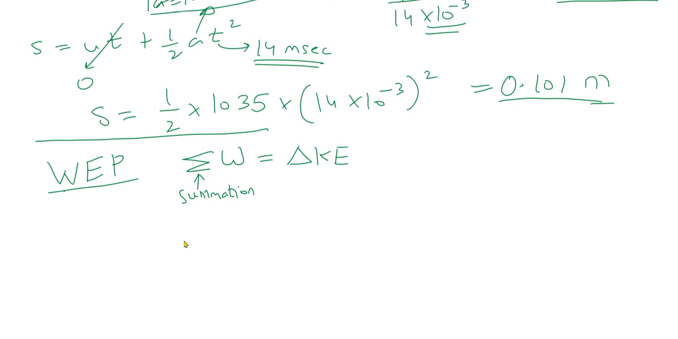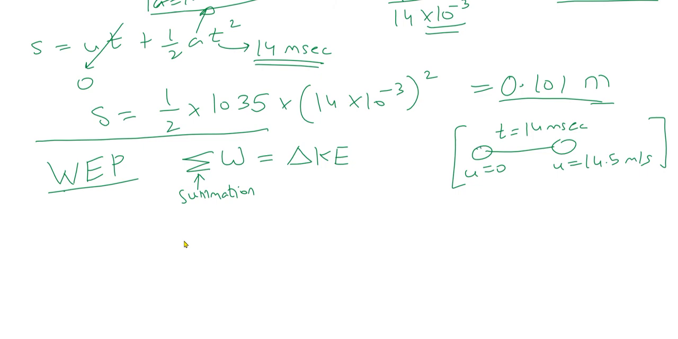So in this particular case, you had a ball which was initially at rest. A racket strikes the ball, it reaches a velocity of 14.5 meters per second in a span of time of 14 milliseconds. So this is your motion which is going to happen. Now let's apply the work energy principle. The work done will be the work done by that racket, or the force applied by the racket, and that will be equal to the change in the kinetic energy, which will be the final kinetic energy minus the initial kinetic energy, right?